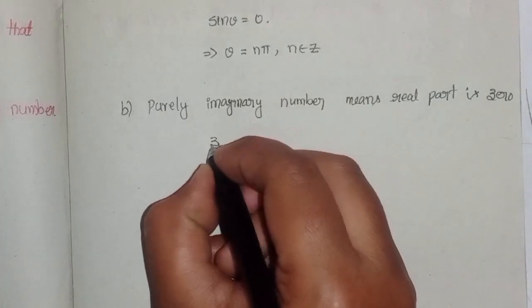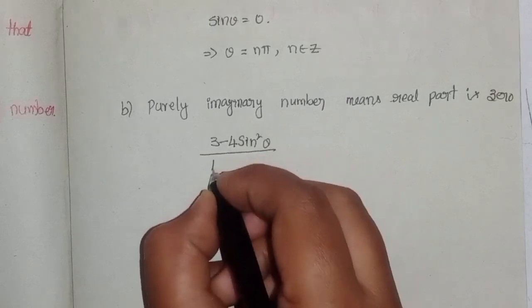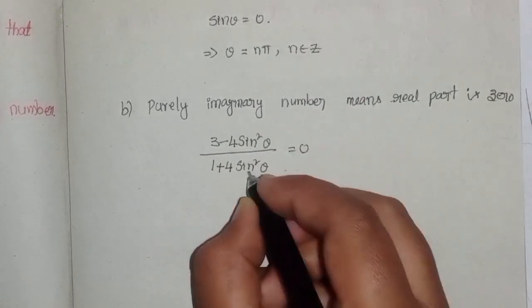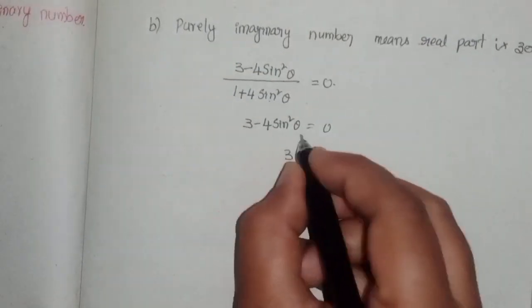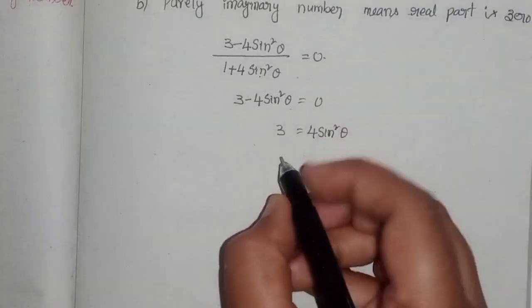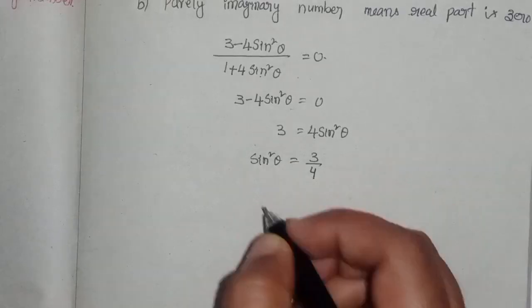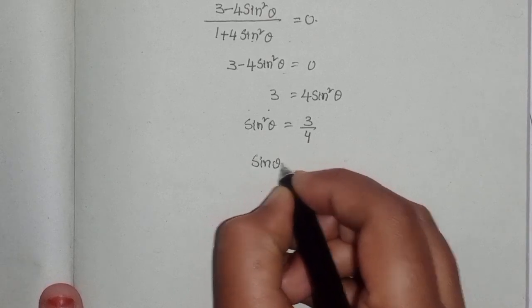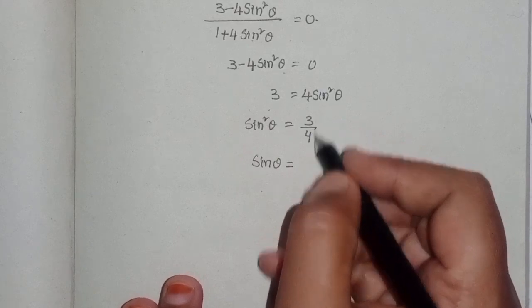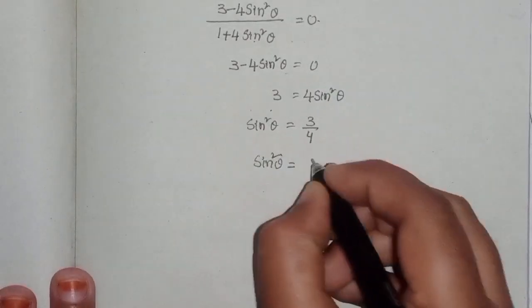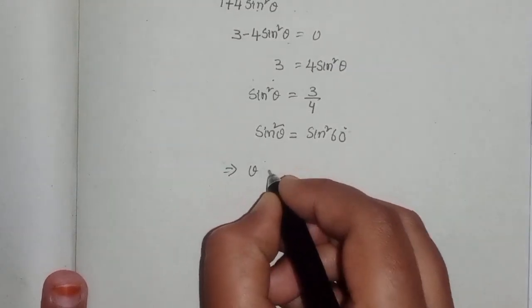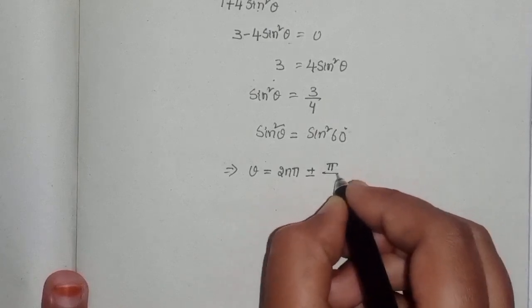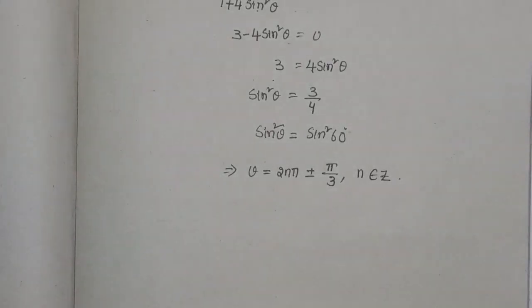Okay, the real part is 3 minus 4 sin square theta by 1 plus 4 sin square theta equal to 0. Going to the right side it becomes 0. 3 minus 4 sin square theta equal to 0. 3 equals, negative, right, the right side becomes positive. That means sin square theta equal to 3 by 4. I wrote sin theta equal to plus or minus root 3 by 4, meaning this value is equal to 60 degrees. That means theta is equal to 2n pi plus or minus pi by 3, n belongs to Z. So this is the third solution. Next, the fourth one.